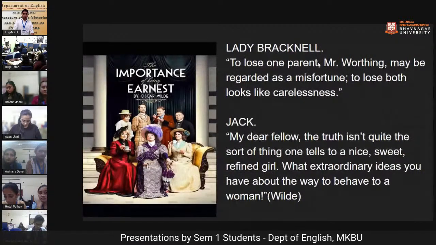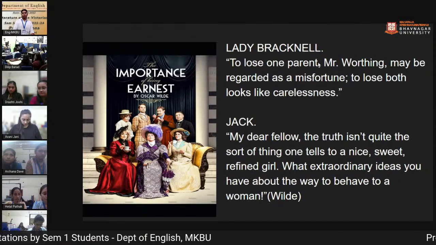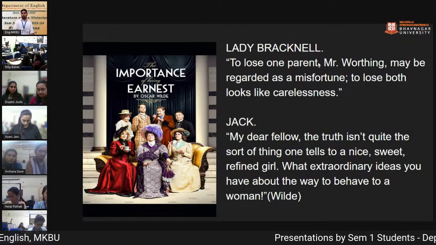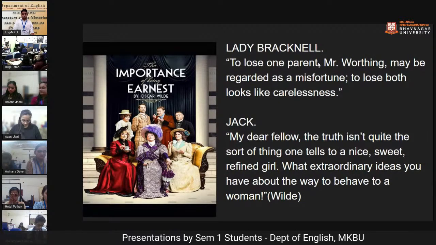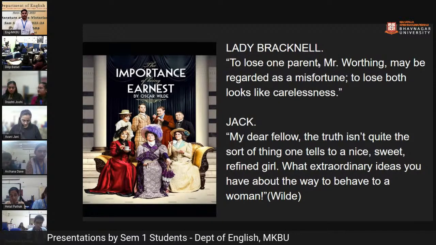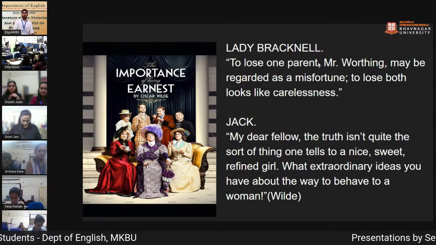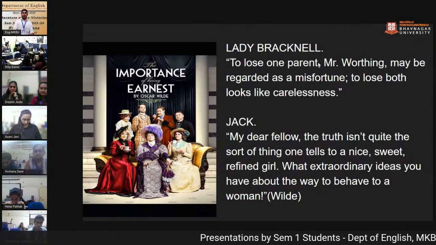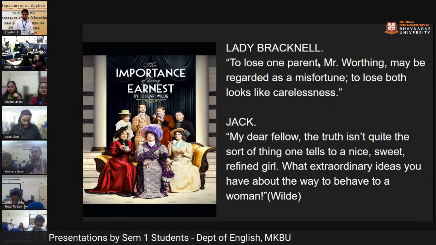The other dialogue, of Lady Bracknell, is, "To lose one parent, Mr. Worthing, may be regarded as a misfortune. To lose both looks like carelessness." The character Jack Worthing has the dialogue, "My dear fellow, the truth isn't quite the sort of thing one tells to a nice, sweet, refined girl. What extraordinary ideas you have about the way to behave to a woman."